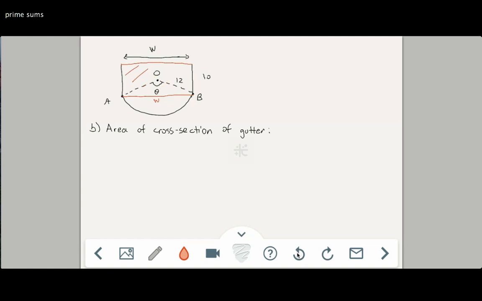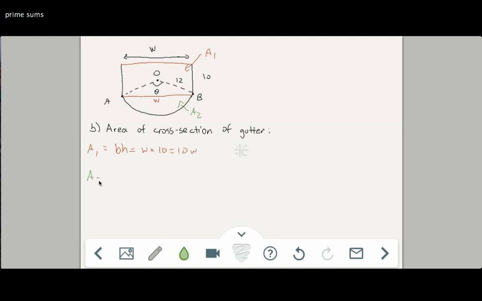And I'm just going to call this area A1. And then we have this curved area over here, which I'll call A2. And then we can just find the area of each of these individually and then add them. So A1, well, this region is a rectangle. The base is W, the height is 10. Area of rectangle is base times height, so W times 10, which is 10W.